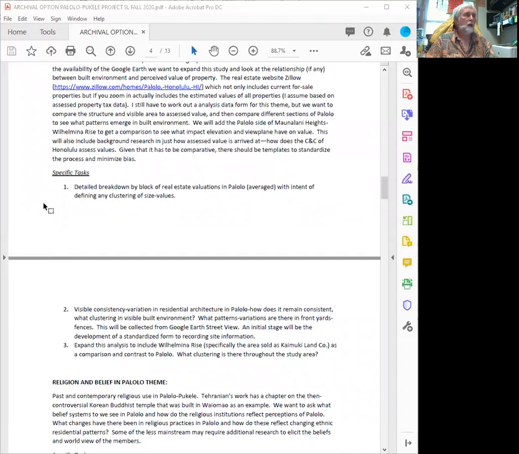One is going down on a block-to-block basis in Palolo and averaging out what their valuations are. In other words, what places are considered to be worth per block. Now, this would also have to be tied to square meters or square foot in terms of the size of property, since obviously that would make a difference.